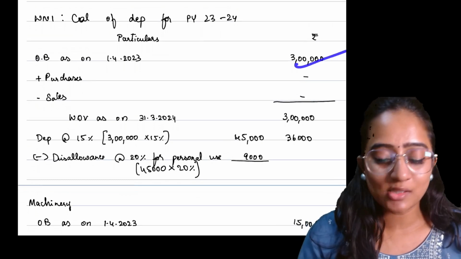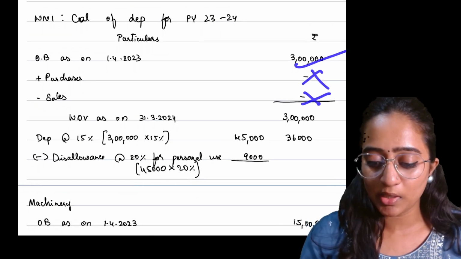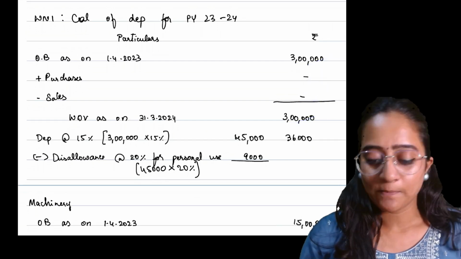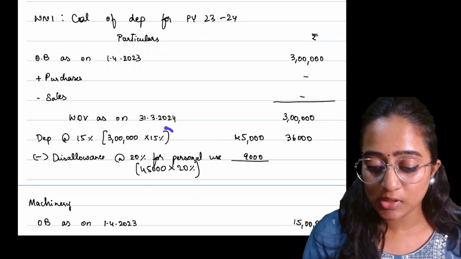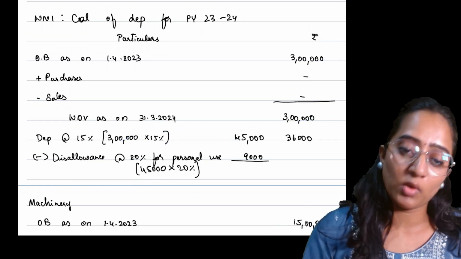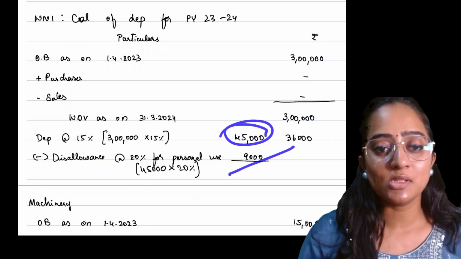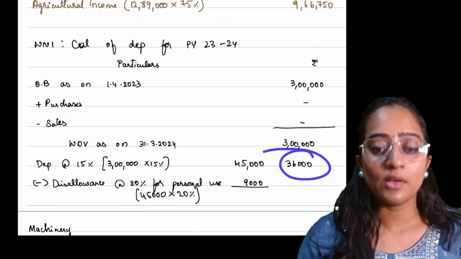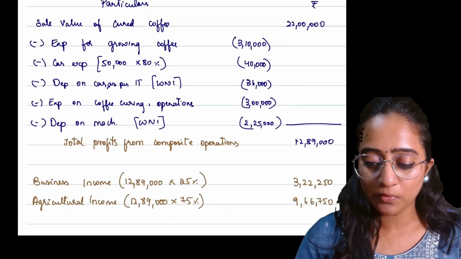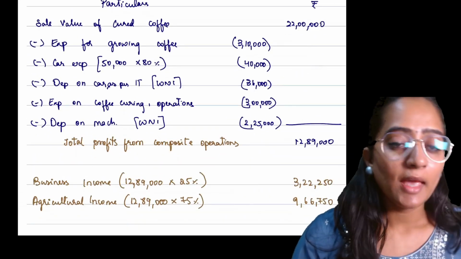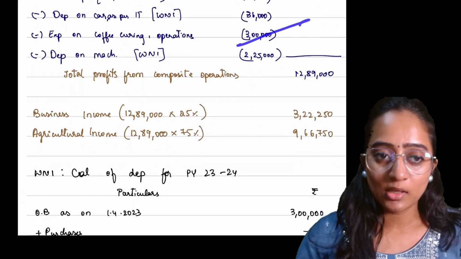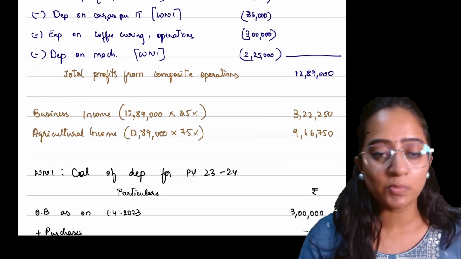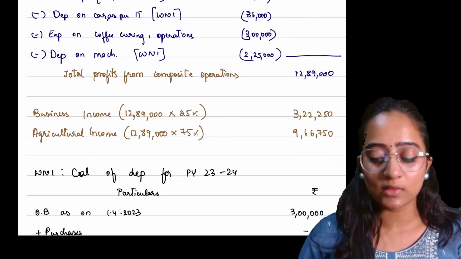See, the opening balance of the car is 3 lakh. You have not made any purchase or sale, so the closing balance is 3 lakh. On that, you record 15% depreciation. Of this, 20% relates to personal use. Only the remaining amount goes to your expenses, which is 36,000. Expenses of growing coffee and curing operations are going to be 3 lakh. So the total profit from the composite operation is 12 lakh 89,000.